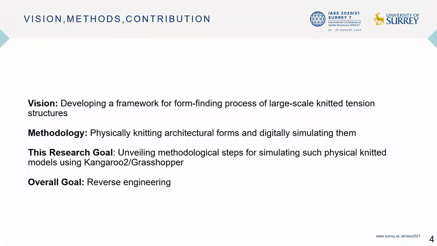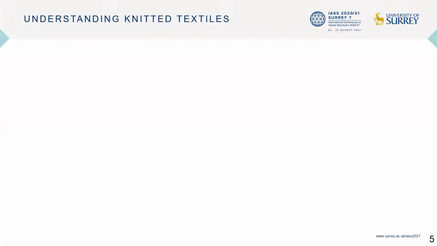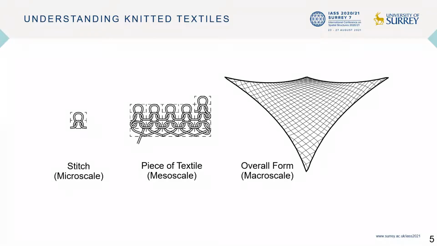The vision for this research is developing a framework for form-finding process of large-scale knitted tension structures. And for the methodology, we physically knit architectural forms and digitally simulate them. In general, three scales can be recognized in knitted textile structures, and these are micro, meso, and macro scales.